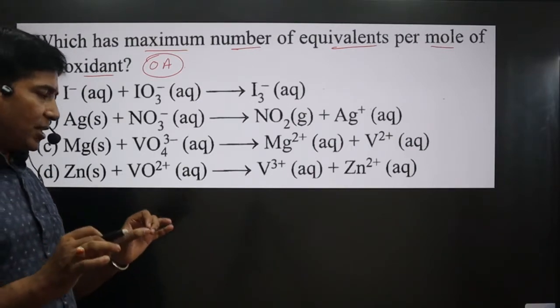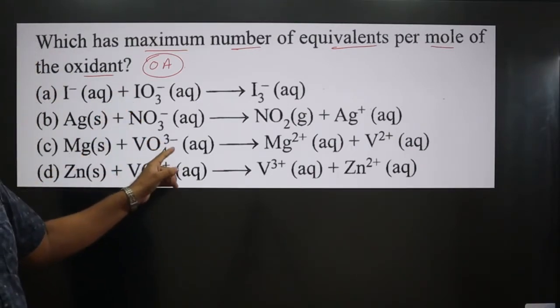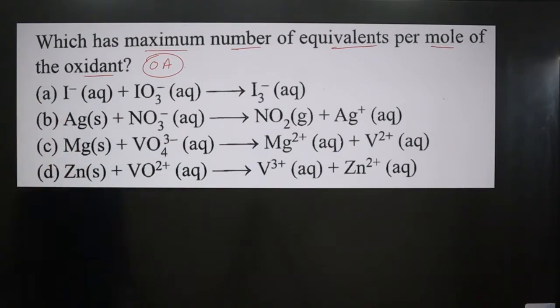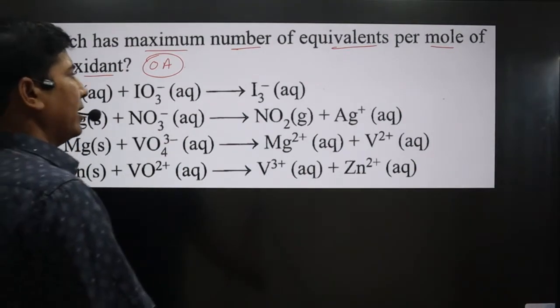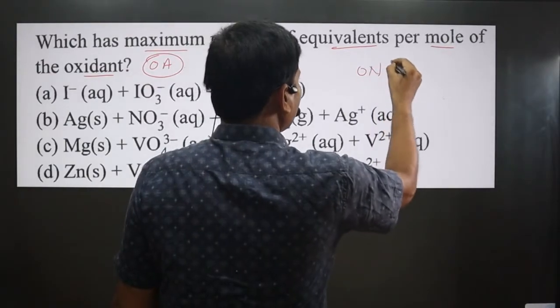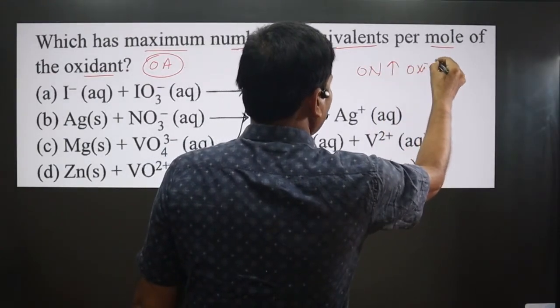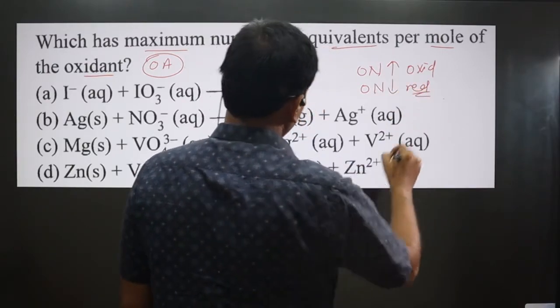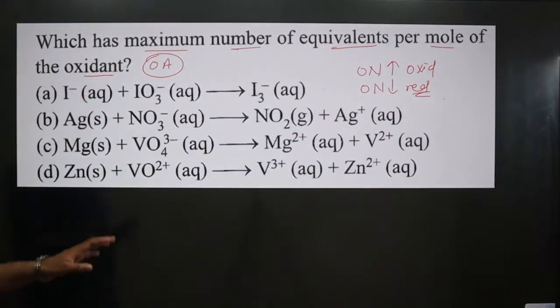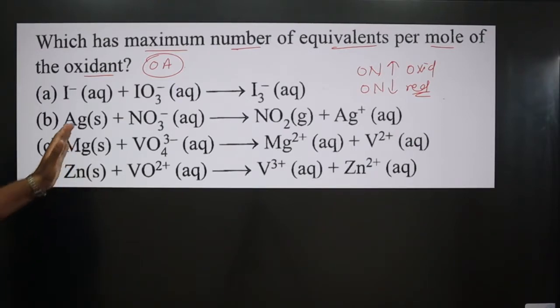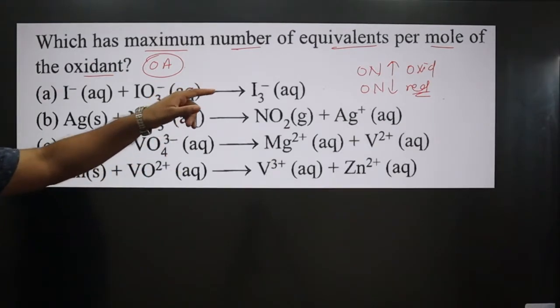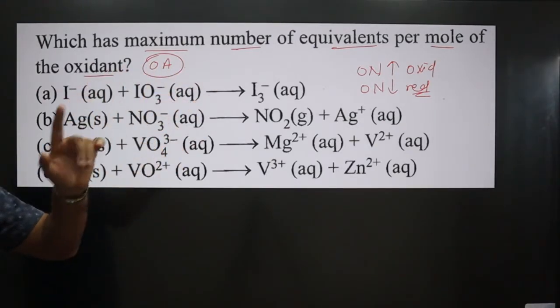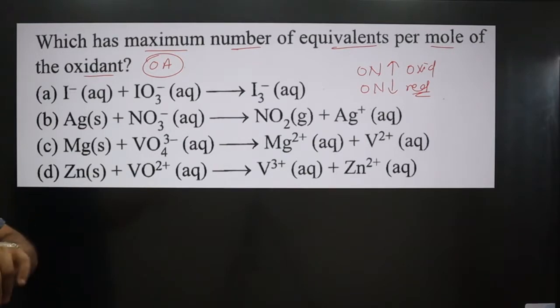The substance which undergoes a reduction reaction will be acting as an oxidizing agent. About the reduction reaction we have learned: an increase in oxidation number is always an oxidation reaction and a decrease in oxidation number is always a reduction reaction. We can write down the oxidation number of the same elements on both sides of the equation and then compare the oxidation numbers. If there is a decrease in oxidation number, that substance undergoes reduction, hence it will be acting as an oxidant or oxidizing agent.